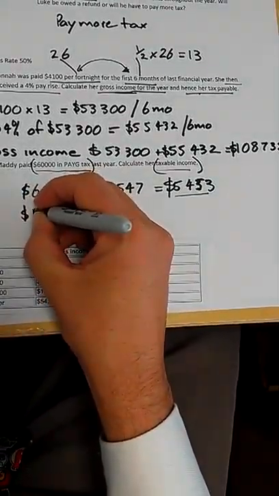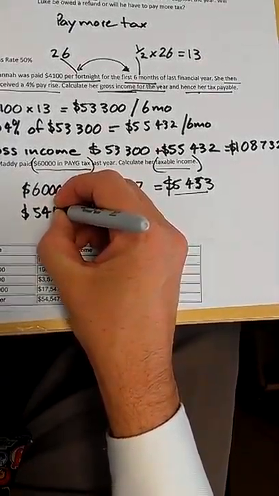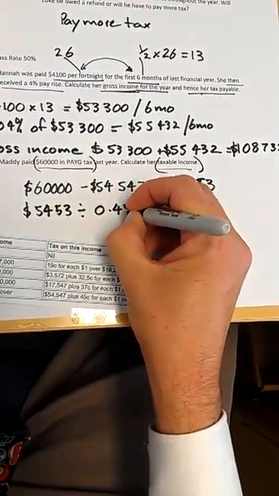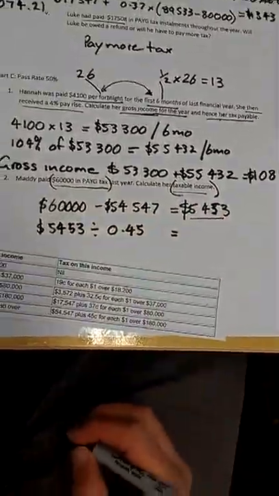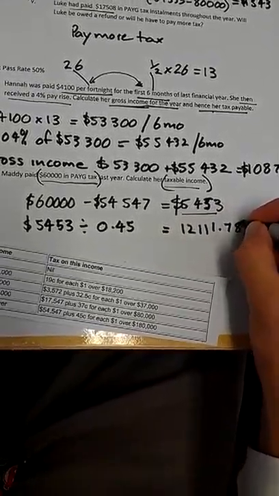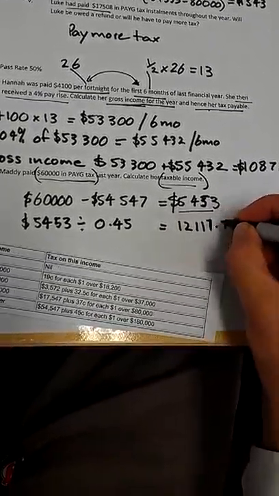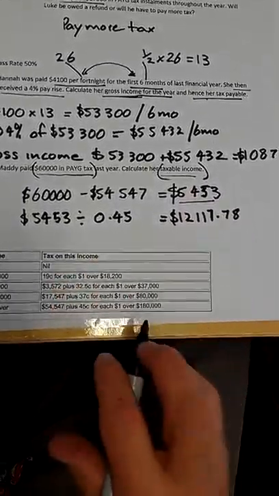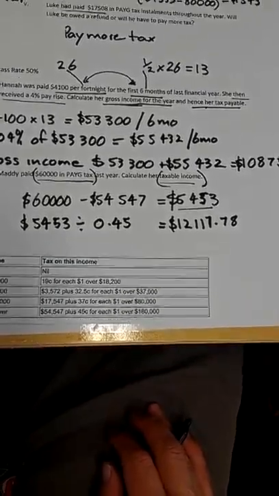I'm going to take my $5,453 and divide it by 45 cents. And that's going to tell me that there were $12,117.78, sorry, $12,117.78 above $180,000.